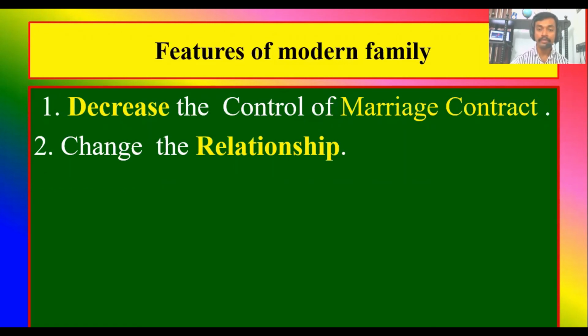Then change in the relationship. For example, in olden families, the wife feared to call her husband by name, but nowadays she feels free to call her husband by name. Also, a wife may give a nickname for her husband. So this is a difference in the relationship. In olden families, there was fear. So what is increasing in the relationship is equality, gender equality.